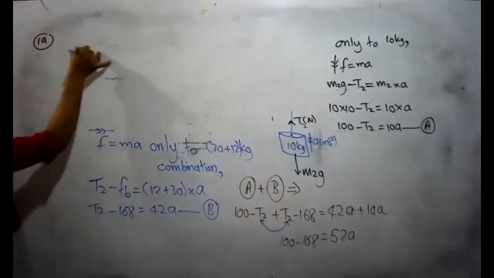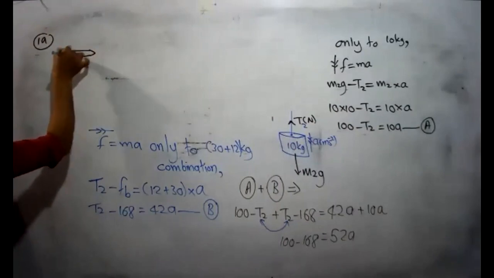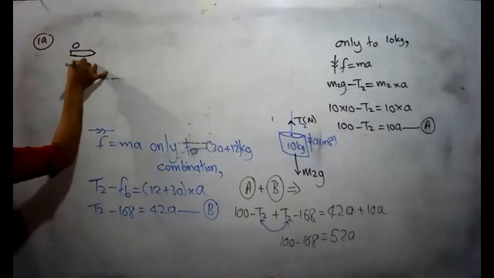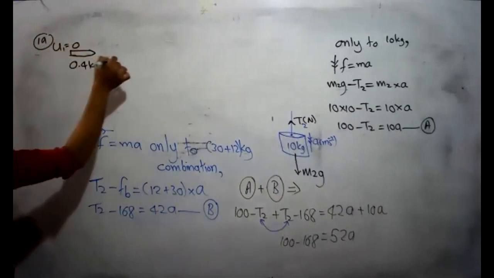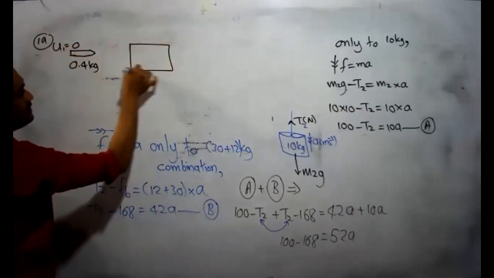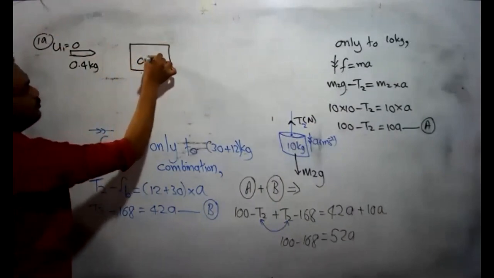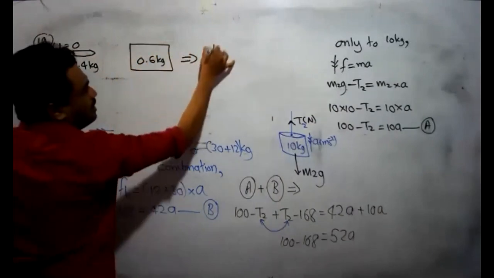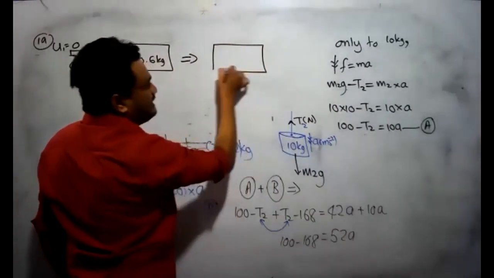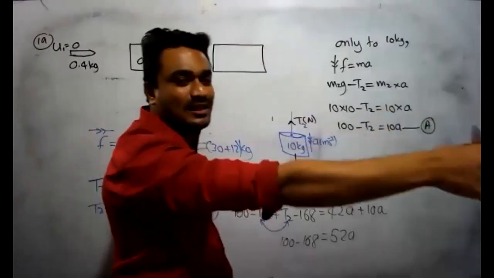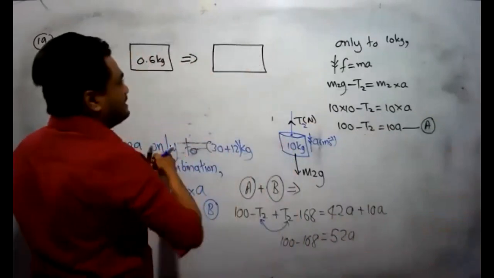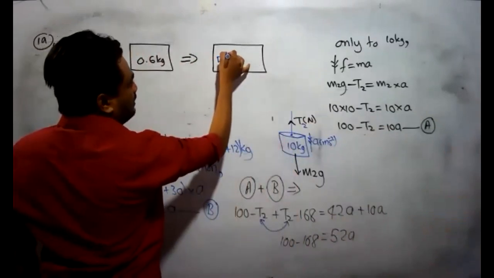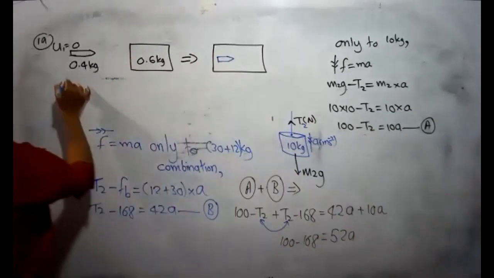Question number 19. A bullet of mass 0.4 kilogram is fired towards a block. I don't remember the velocity. The block is at rest. Its mass is 0.6 kilogram. After the collision, the bullet gets embedded in the block. It means the bullet will be inside the block.